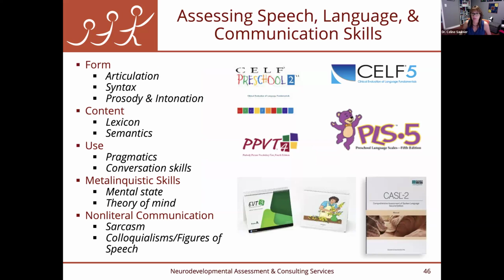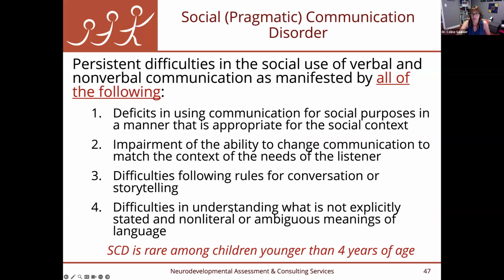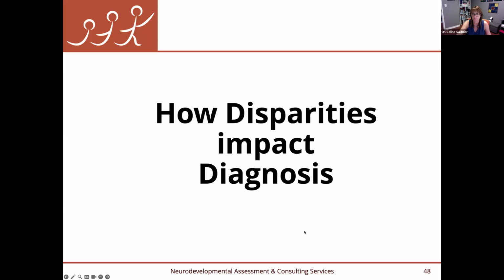And then assessing speech, language, and communication. If any of you are speech pathologists, you have so many wonderful tools in your toolbox to go from very basic forms of language to the real non-literal nuances of language. And we have in the DSM-5 this social pragmatic communication disorder, which if you look closely is really just the first component of the autism criteria without the presence of restricted and repetitive behaviors. This is pragmatic language, social use of language. So you wouldn't be thinking about this in children under the age of 4.